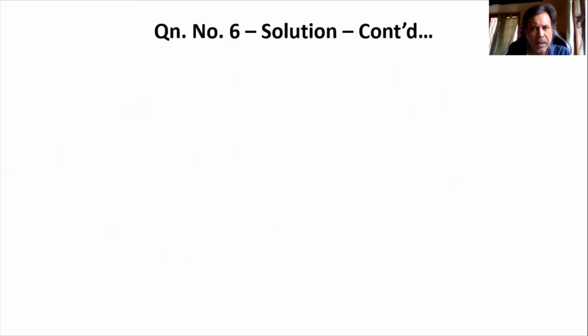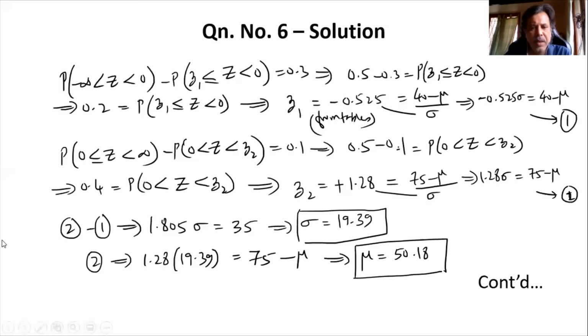So we don't need that extra sheet. We completed it here itself. So your mu value is this, sigma value is this.